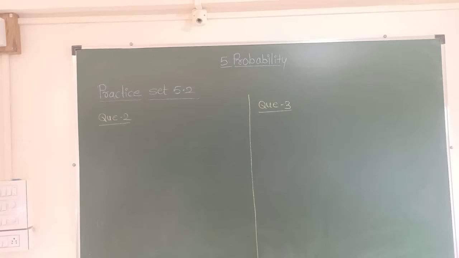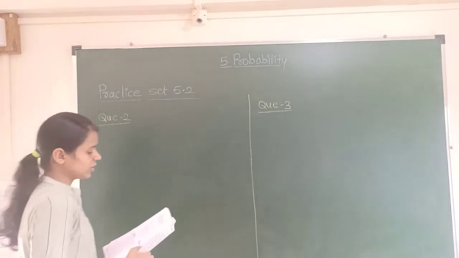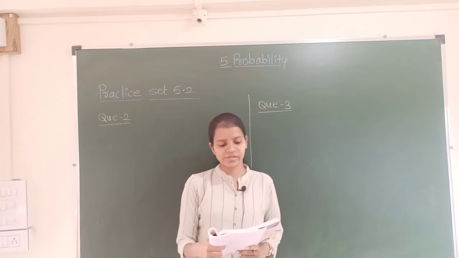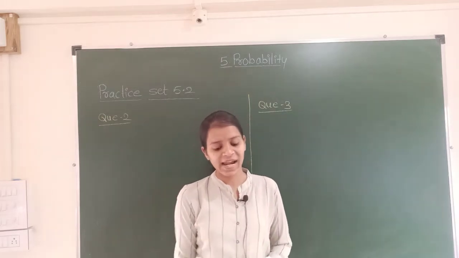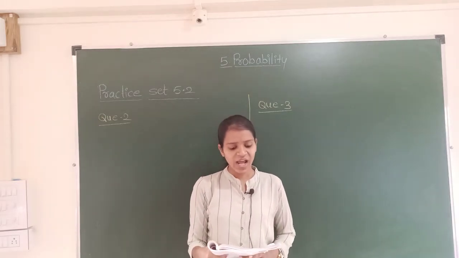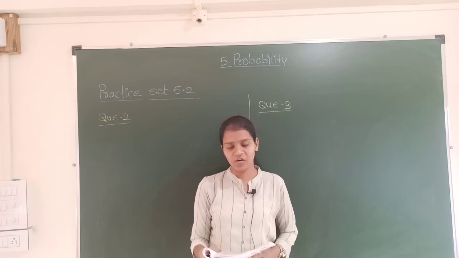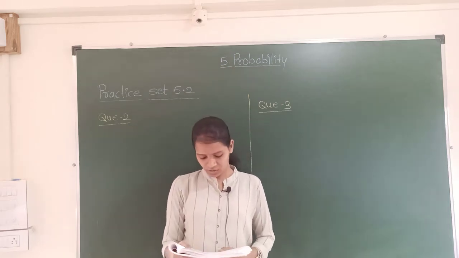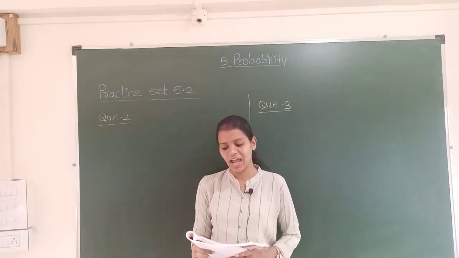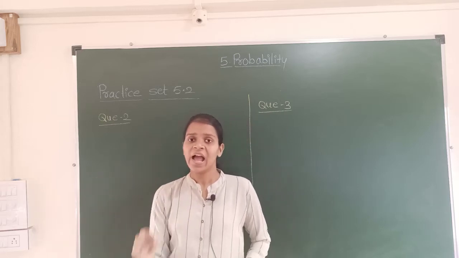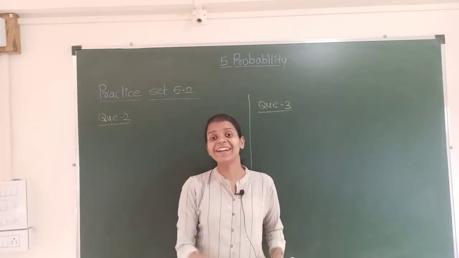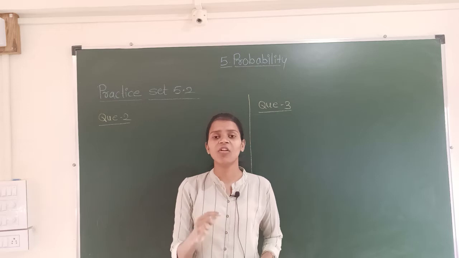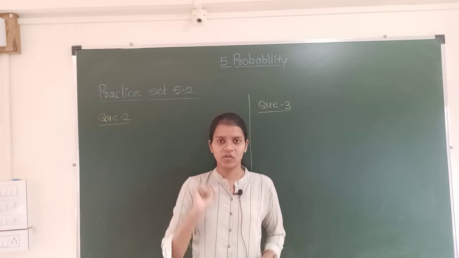See, question number 2. The arrow is rotated and it stops randomly on a disc. Find out on which color it may stop. In your textbook on page number 118, they have given us a disc and an arrow. If we rotate the disc, then we have to find on which color the arrow will stop.